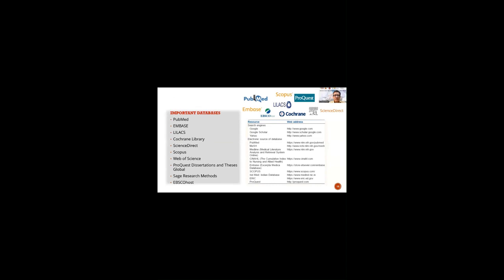So a number of databases are important. You have PubMed, you have Embase, you have Lilacs, Cochrane Library, Science Direct, Scopus, Web of Science, ProQuest, and Thesis Global, Sage Research Methods, EBSCO, and a host of various resources which can be utilized to actually look for a particular topic, what has been done about it, and what are the things which have not been.